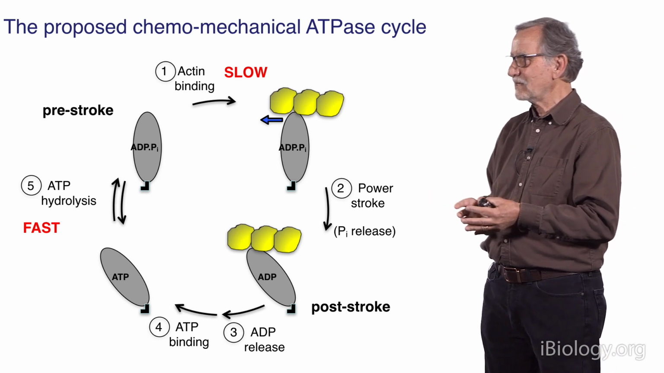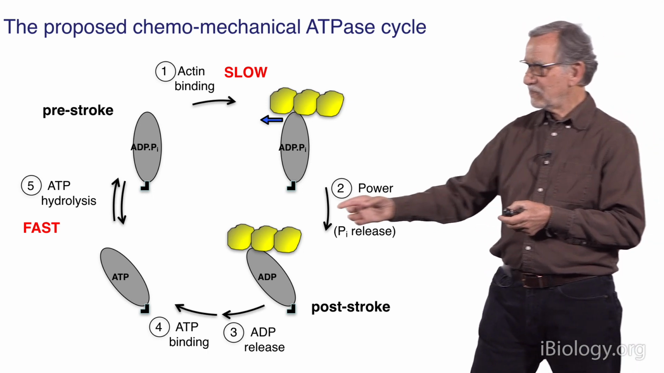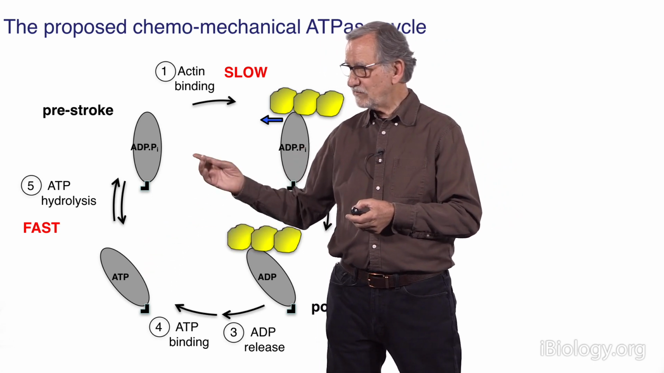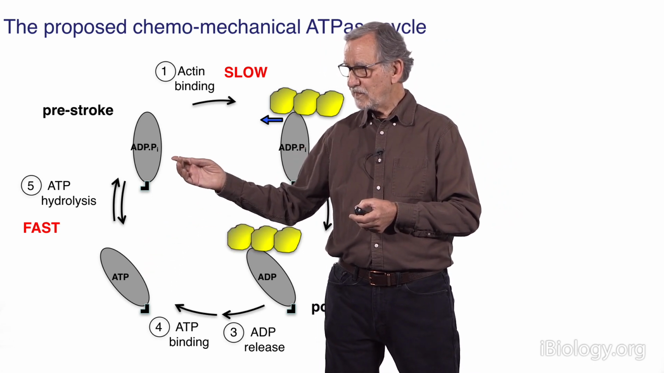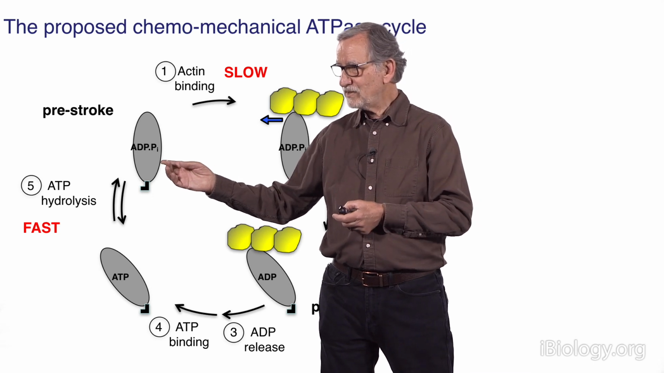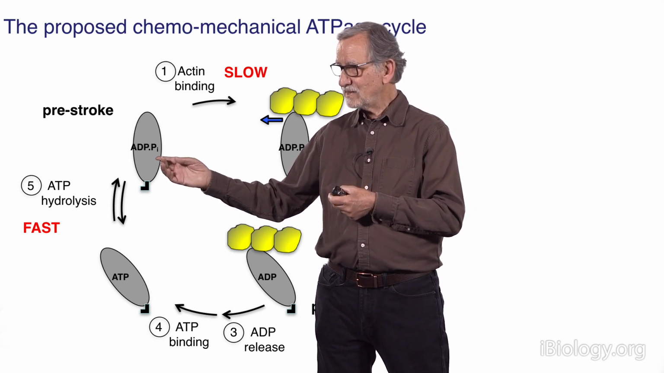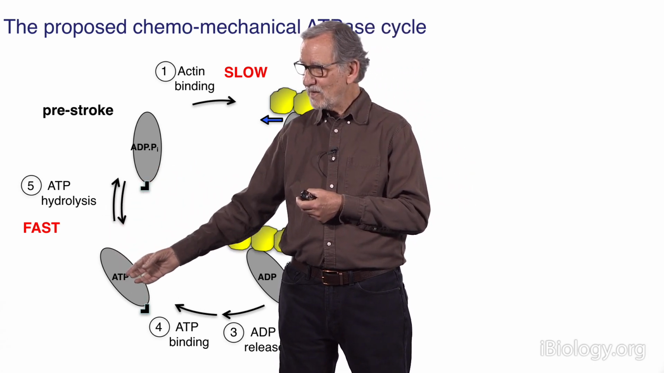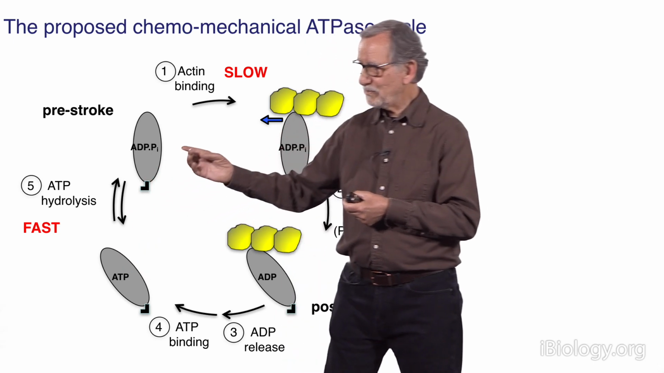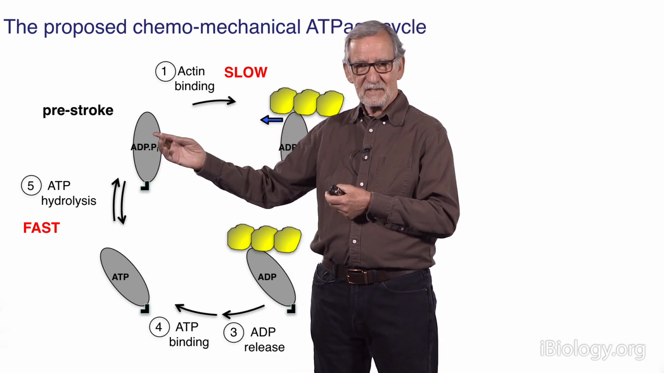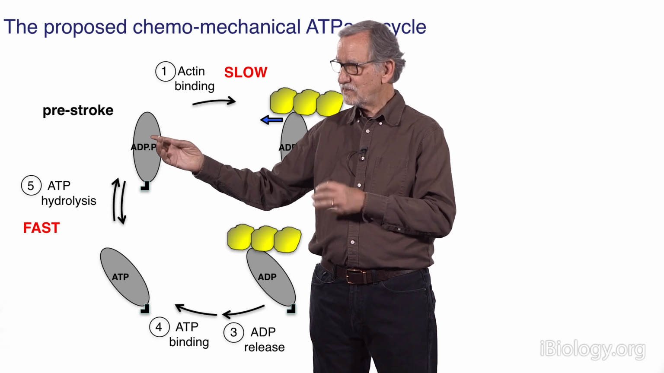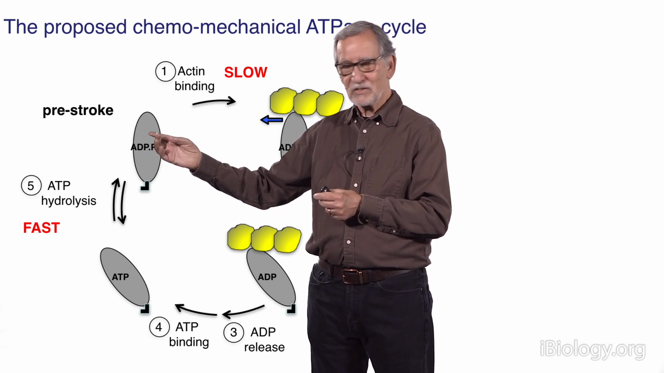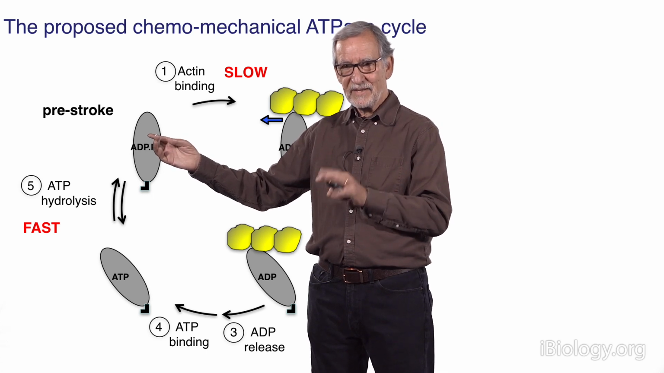So here's the chemo-mechanical ATPase cycle, where the myosin alone can bind ATP and hydrolyze it very quickly to ADP and phosphate. We now know that that hydrolysis causes the head to change configuration from a post-stroke state to a pre-stroke state, getting it ready to go on and do its crossbridge motion. On the other hand, I haven't told you how we know that that works yet. That's going to come as we proceed.